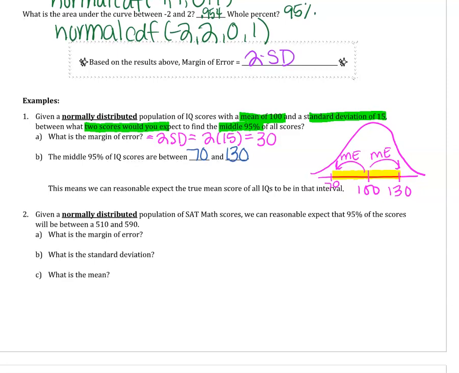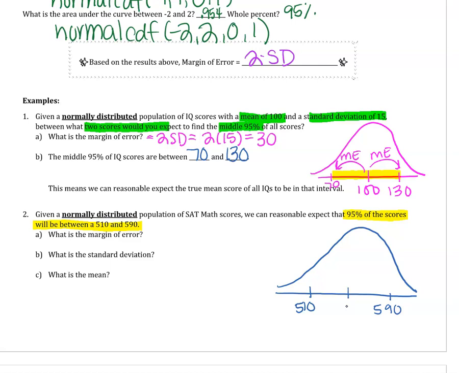All right, question 2. Given a normally distributed population of SAT math scores, we can reasonably expect that 95% of the scores will be between a 510 and 590. So rather than finding the interval here, they're actually telling you the interval. Your low bound is at 510 and your high bound is at 590.